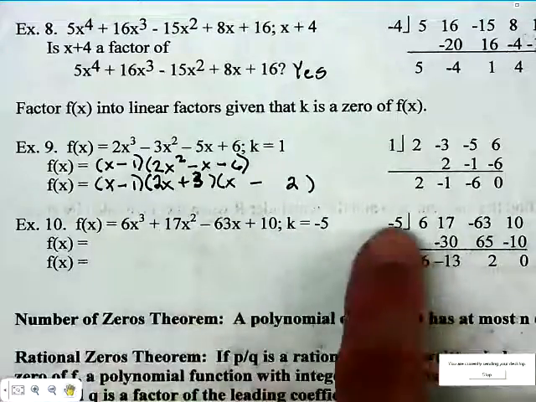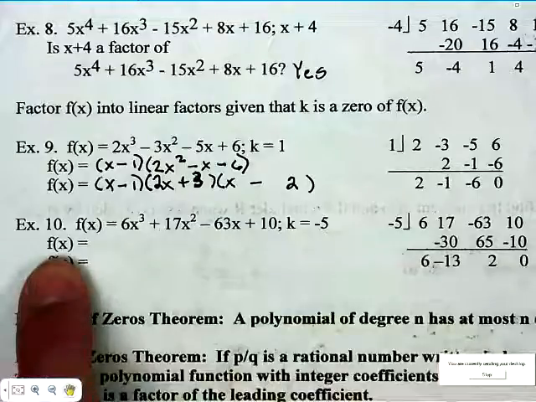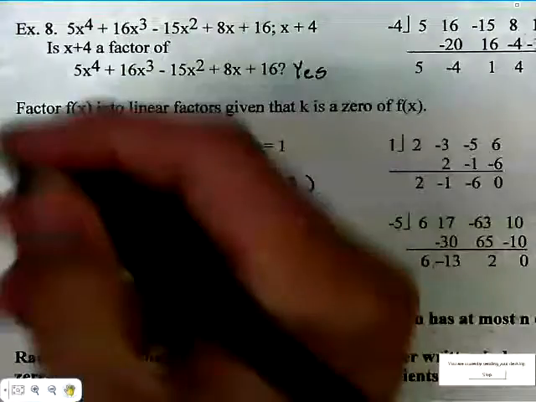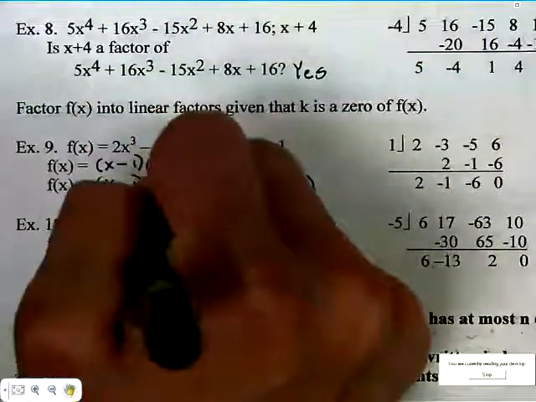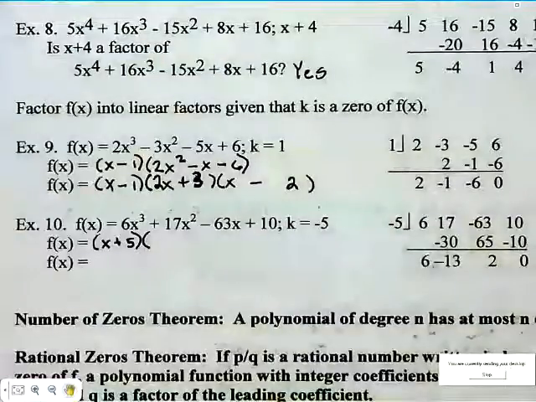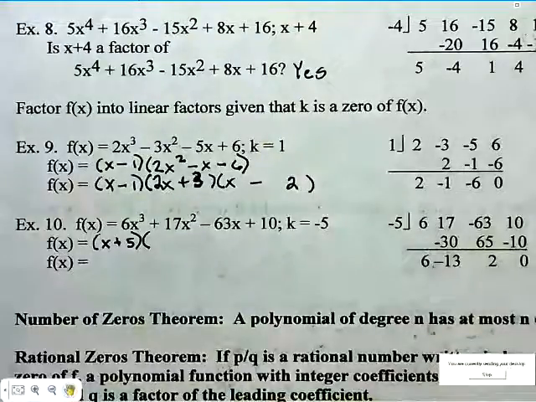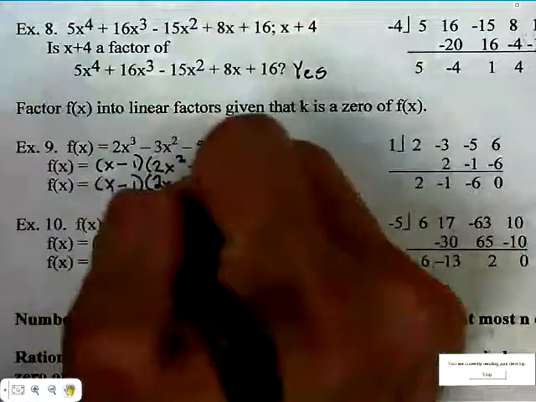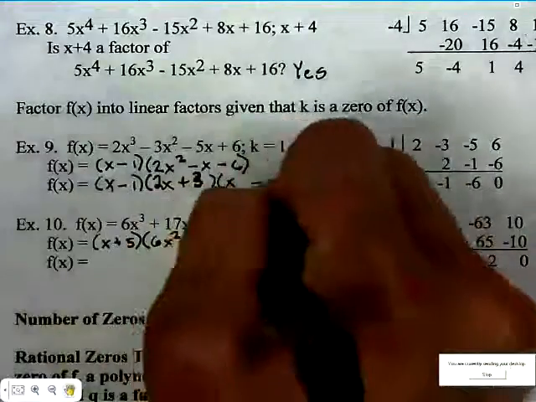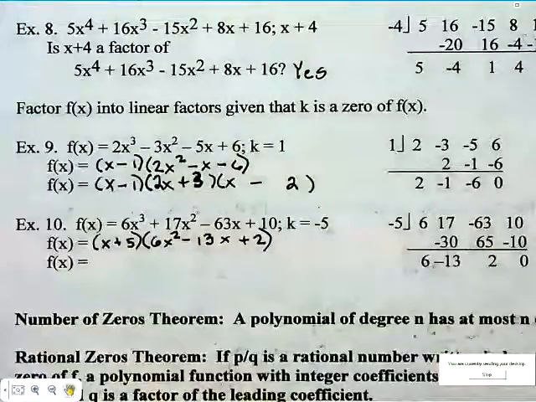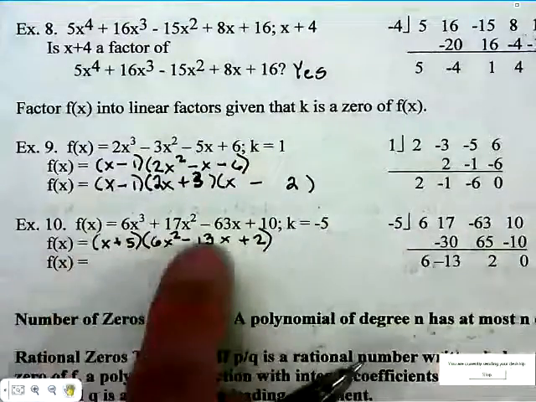If I have negative 5 in the box, what does that mean my linear factor is? You could write x minus negative 5, but minus negative is the same thing as positive, so just write x plus 5. And then what is my quadratic factor? Perfect. 6x squared minus 13x plus 2. So synthetic division has allowed me to factor this into a linear times a quadratic factor.